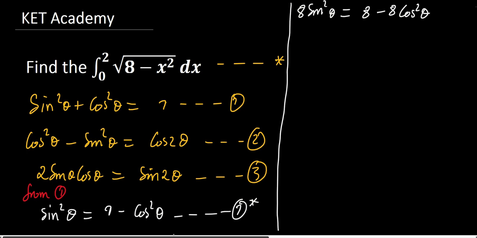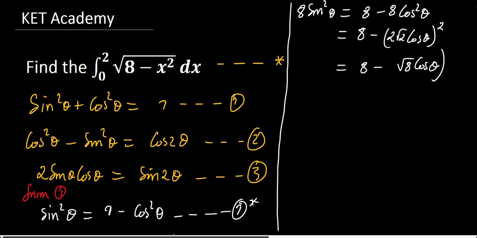We notice that the 8 is the same as the 8 here, the minus is the same as the minus here, and the 8 here. Though it's not the same, we can actually transform it to be in the form of x squared. And how can we do that? We can write this as 8 minus 2 root 2 cos theta, all that squared. Or better still, we can write it as 8 minus the square root of 8 cos theta, now all of that squared.